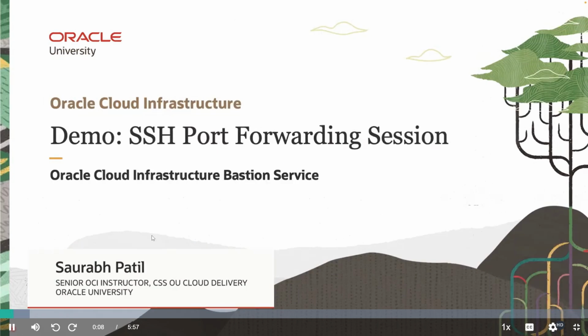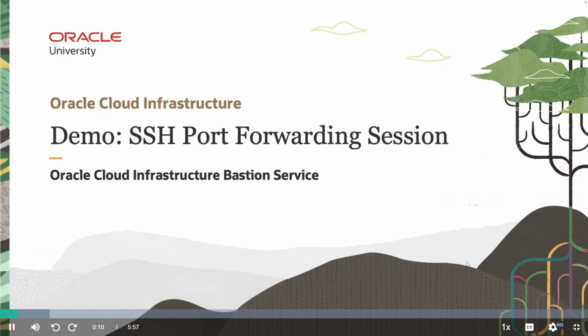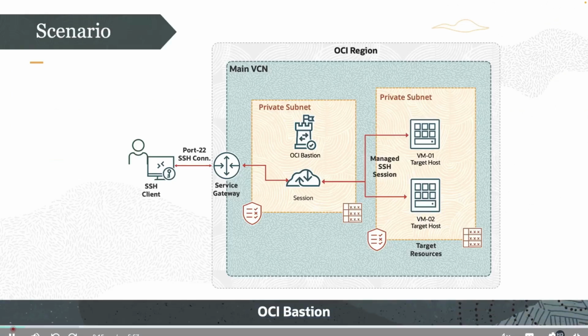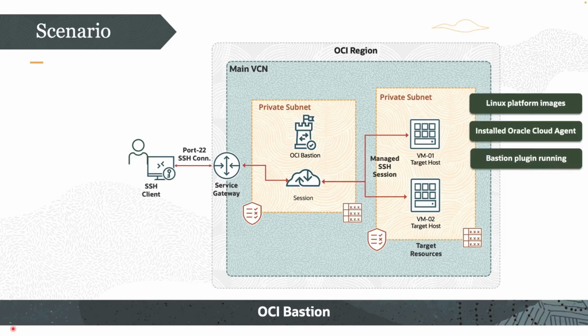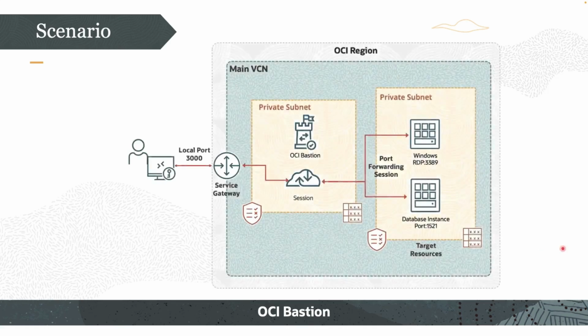In this demo, we will learn how to configure port forwarding sessions with the OCI Bastion service. As we all know, Manage SSH session is used when we have a Linux-based instance with an OpenSSH server installed. Additionally, the instance must have Oracle Cloud Agent with the Bastion plugin enabled. But what if the target resource has a Windows operating system or the host does not have Oracle Cloud Agent installed? In this case, we can use port forwarding, also known as SSH tunneling.